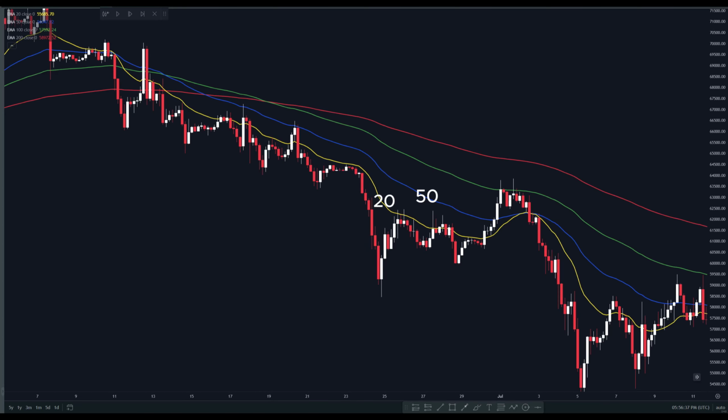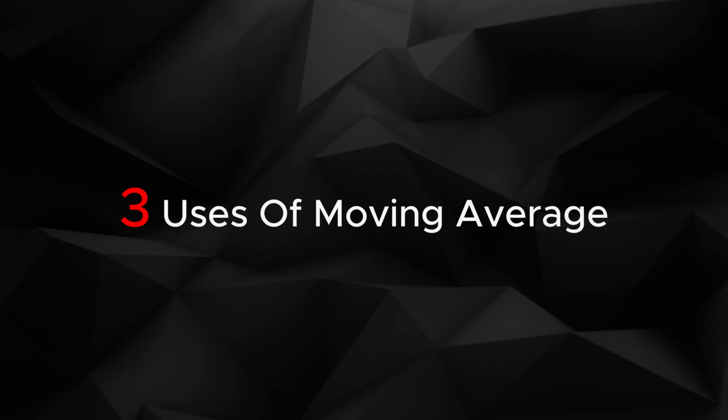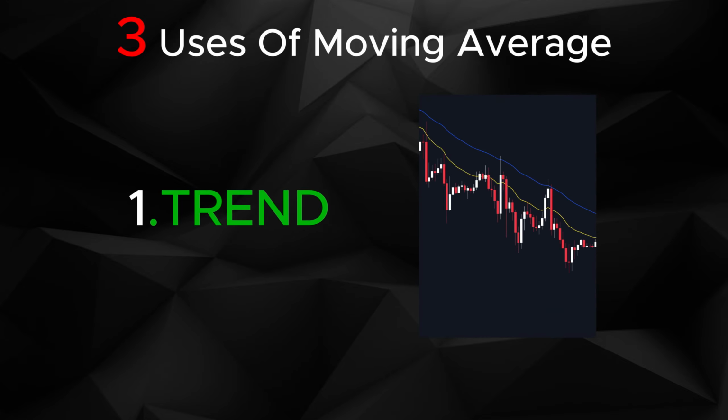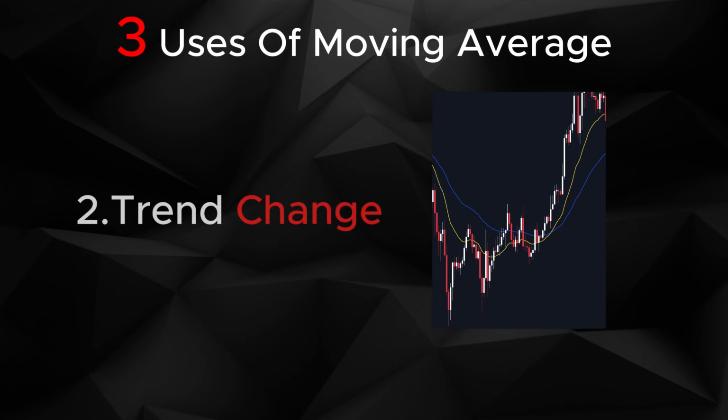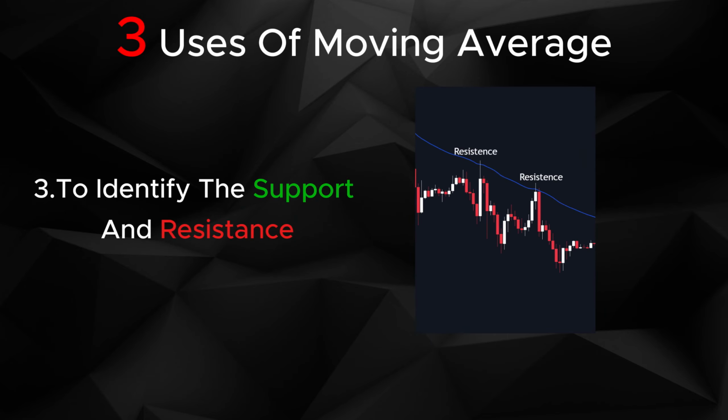20, 50, 100, and 200 are some common moving averages used by most professional traders. There are 3 uses of moving average. It can help us to identify the trend, to identify a trend change, and to identify the support and resistance.